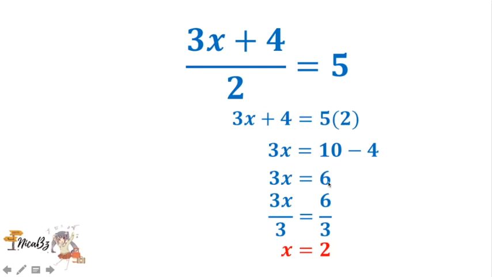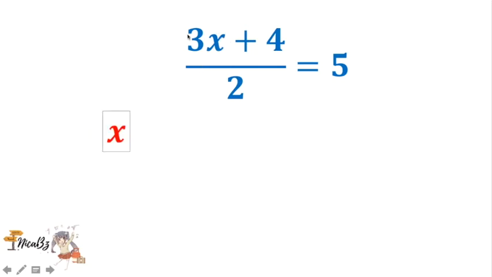Then you simplify that, it will give us 6, and then we simplify further by dividing 3 to both sides, so we end up with an answer that is 2. So the answer here is 2. But how do we do it faster?